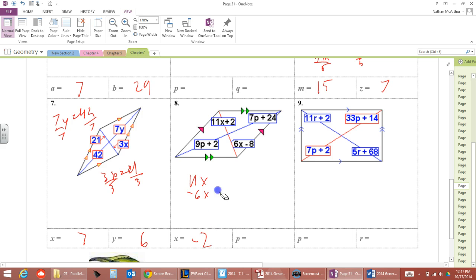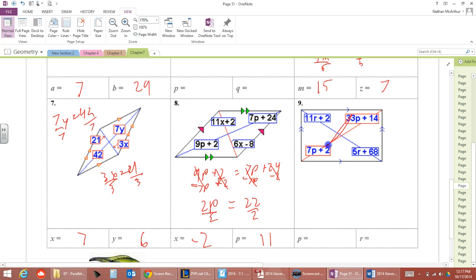So now that we've solved for x, I'm going to erase all of this and work on the blue diagonal, which is going to say 9p plus 2 is equal to 7p plus 24. Subtract 7p, gets me 2p. I subtract 2 here, gets me 22 here, because that goes away and that goes away. Okay, we've reduced everything down. Good. Divide by 2, p equals 11. There we go.